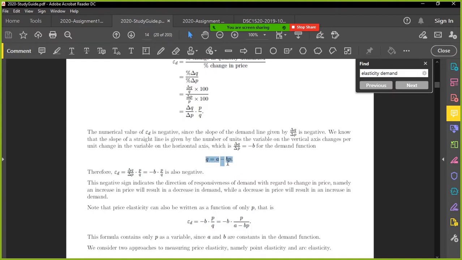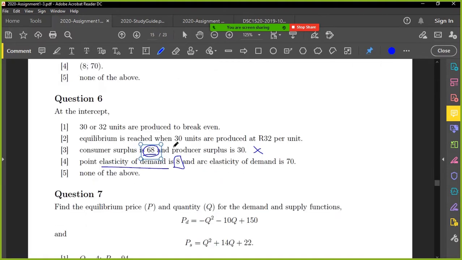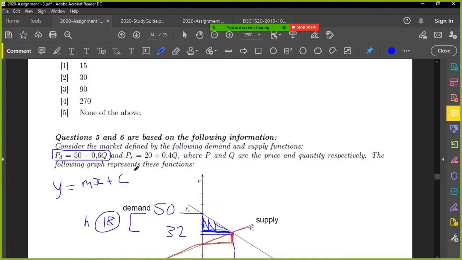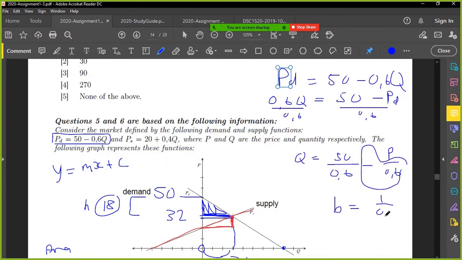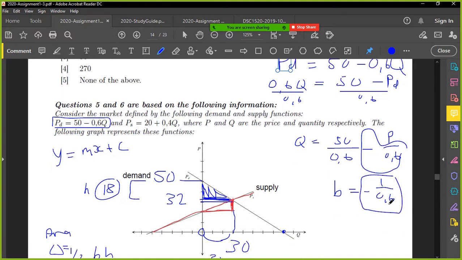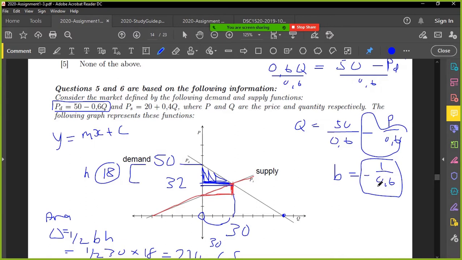Q equals A minus BP. Okay, so if I look at this formula, where's my Q? I don't have a Q. I need to make Q the subject. Okay, so let's use PD equals 50 minus 0.6Q. Then I'll have 0.6Q equals 50 minus PD. Then I divide by 0.6. So I'm going to have Q equals 50 over 0.6 minus P over 0.6. All right, so this would be your B. Your B equals 1 over 0.6 as a minus. Negative 1 over 0.6 is my B.